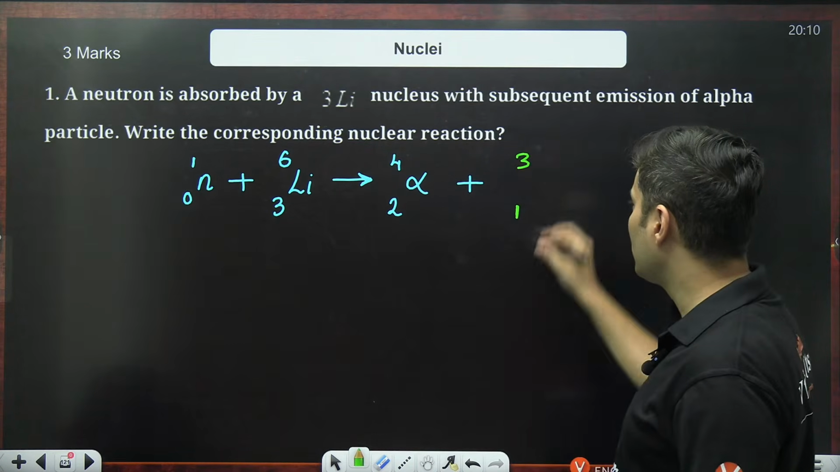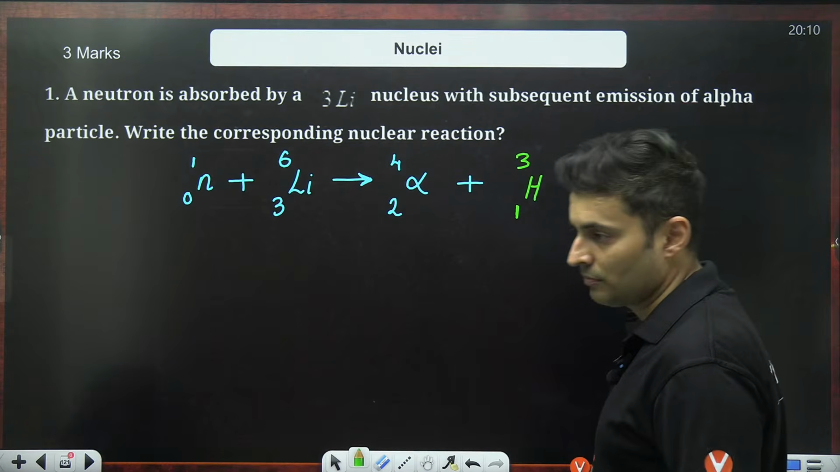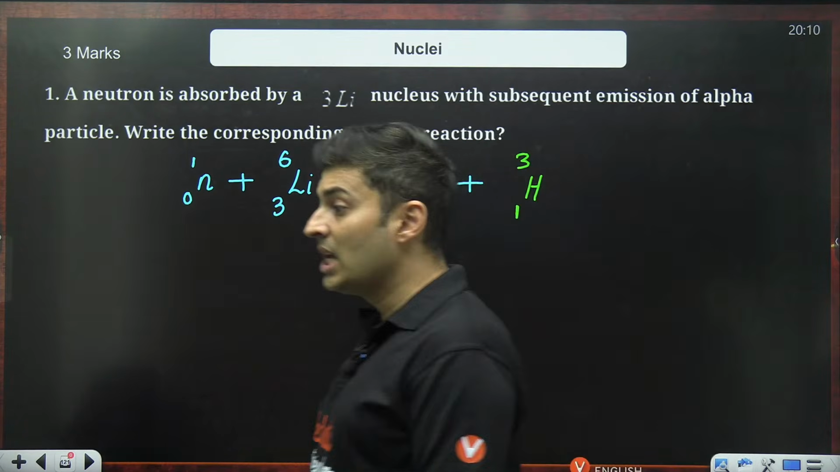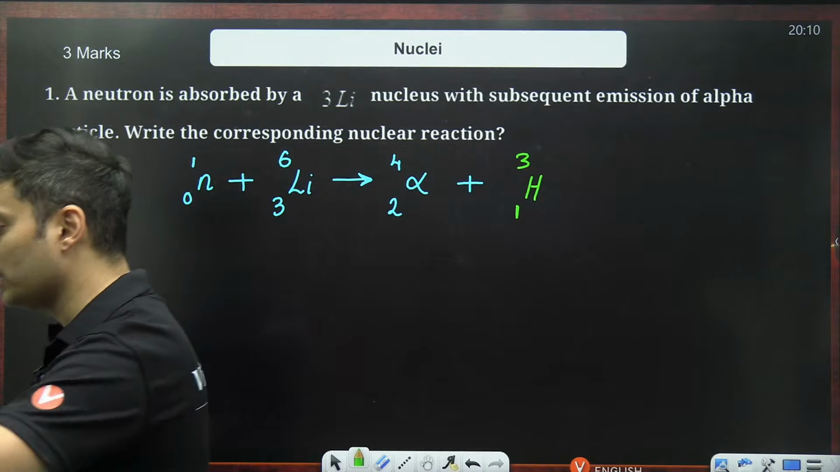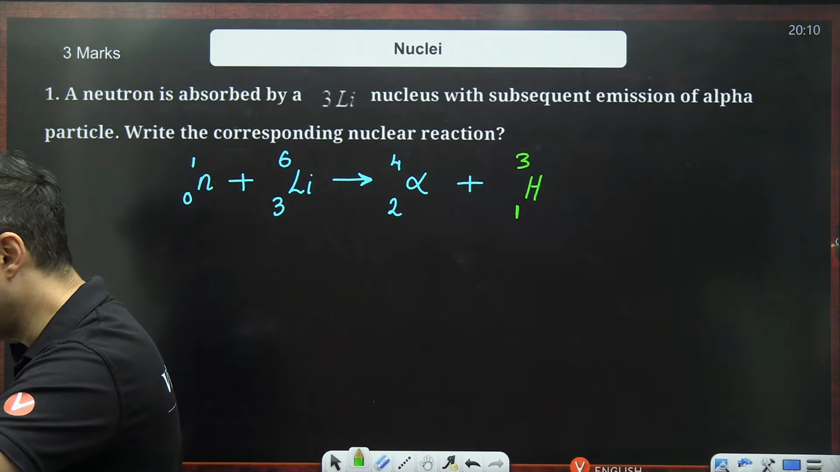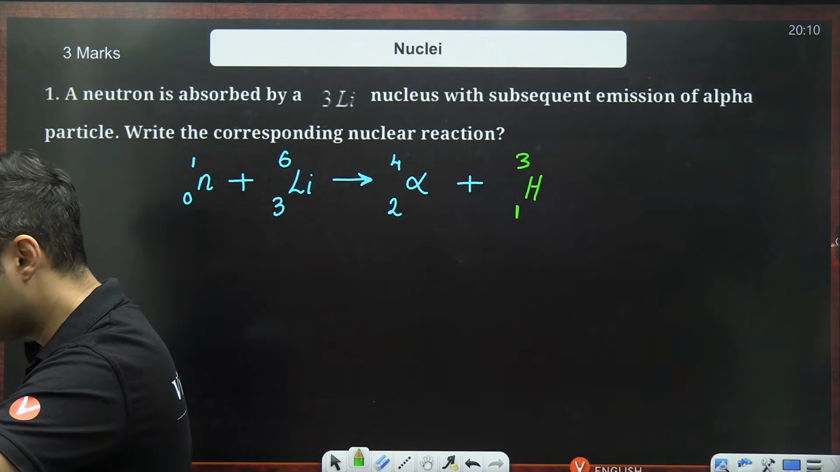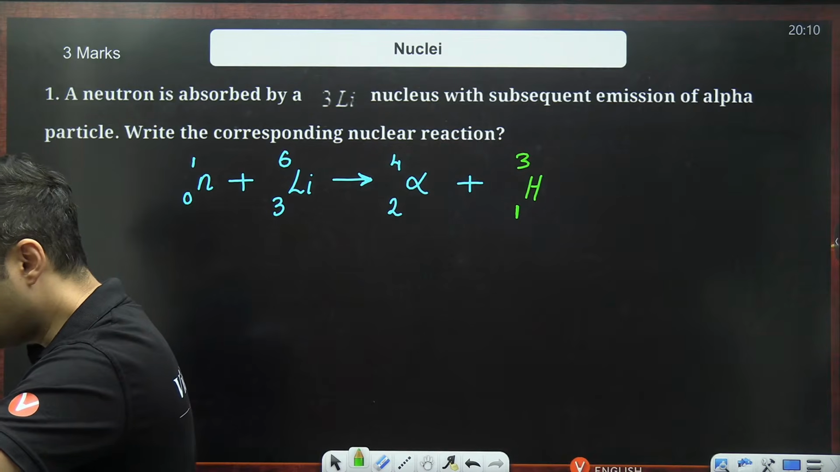Atomic number is 1, so that can be only hydrogen. Hydrogen has atomic number of 1. Yes, but it is an isotope of hydrogen. Is that clear?